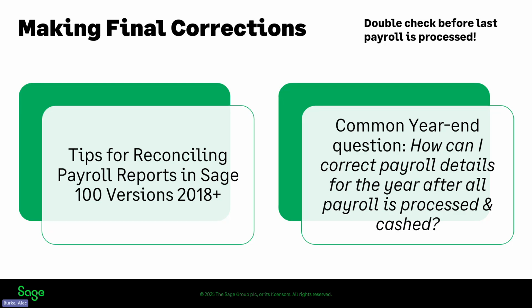And part of the process of closing any module should be checking the data and the postings. For this purpose, my colleague wrote a great knowledge base article which walks the user through reconciling and checking payroll amounts and data. This was just refreshed in the last few days, and this is the article titled Tips for Reconciling Payroll Reports in Sage 100 versions 2018 and up. Again, it's also going to be linked on the slide for the knowledge base articles I'm referencing.